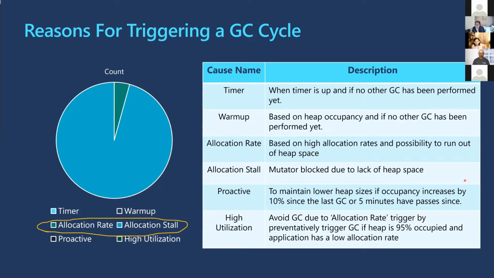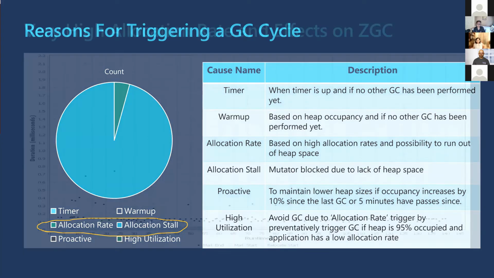And let's just define it very quickly. Allocation rate: if your application has a higher allocation rate, it could eventually run out of heap space. That's when ZGC triggers the allocation rate cycle. And the second one is allocation stall. Basically, your mutators are blocked and ZGC says back off, you cannot allocate anymore, or else we will run out of space. Okay, so those two I want to show right here.